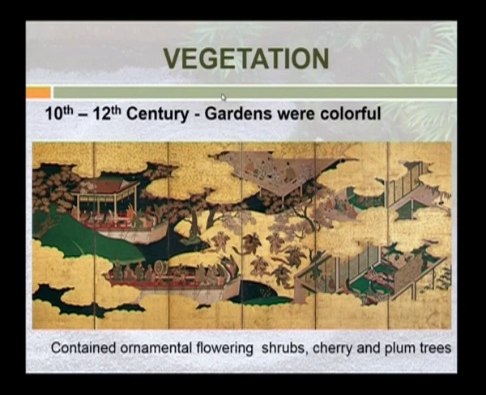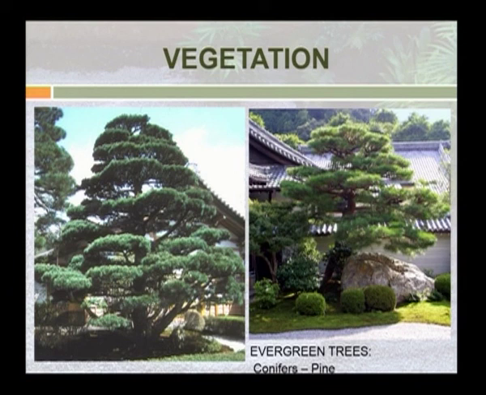Vegetation again is another important element. Till the 10th and 12th century, the gardens were very colorful. We saw the garden paintings during the Heian period. They contained ornamental flowering shrubs, cherry and plum trees. But with the introduction of Zen Buddhism, flowering trees were considered a sign of frivolity. As a result, evergreen trees were planted in the gardens. We can find trees such as pine trees in the Japanese gardens during that time. So, evergreen trees represent eternity.